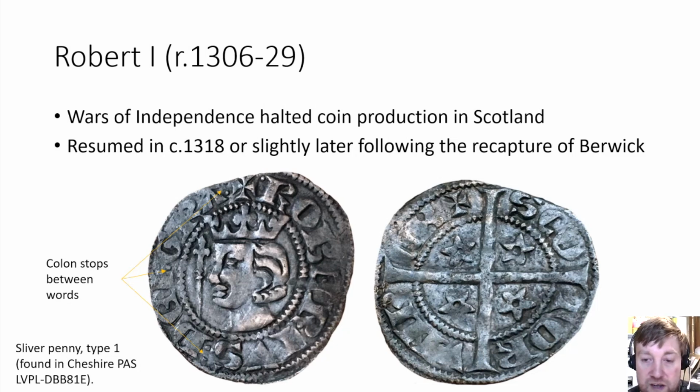And Robert's coins followed the same principle as Alexander's second coinage and the coins of John Baliol, where it's a single cross with a mullet in each angle, with the legend Scotorum Rex. Robert's types can be divided based on the stops between the words. This example is showing colon stops between the words and where they are placed. This one, type one, is the most common of Robert's coins.